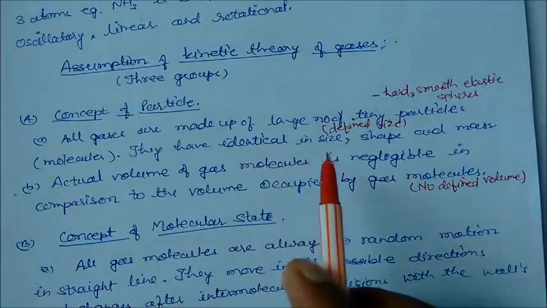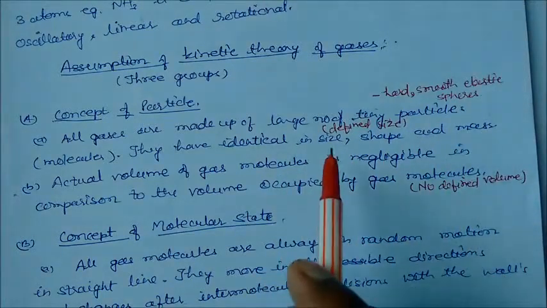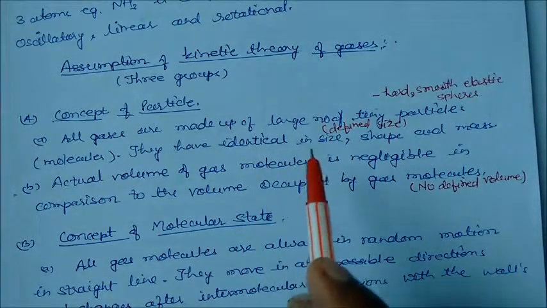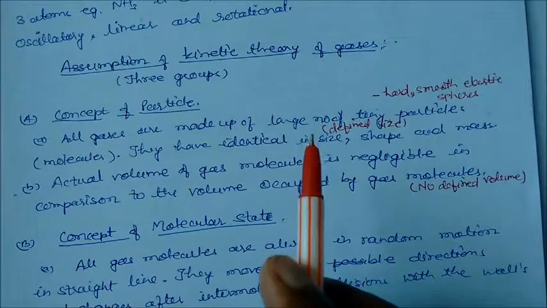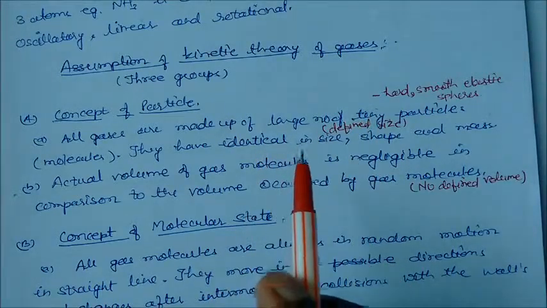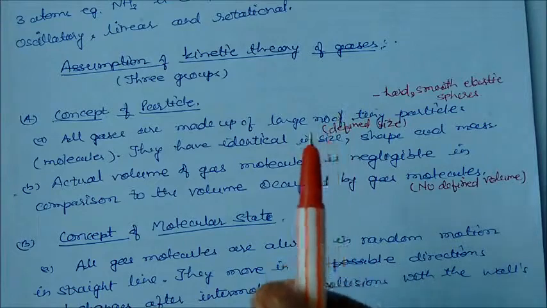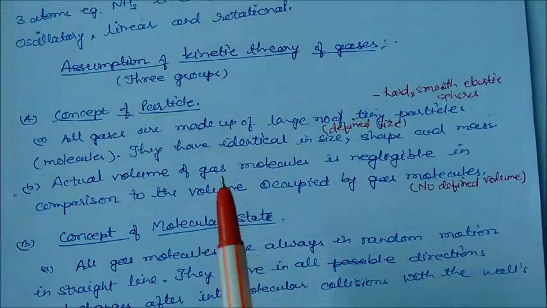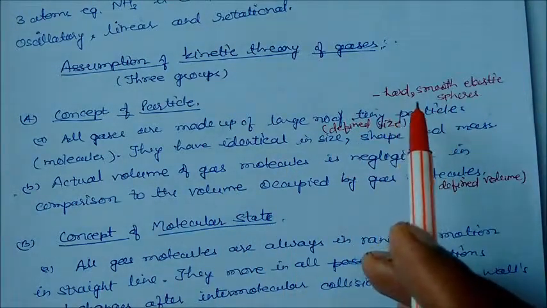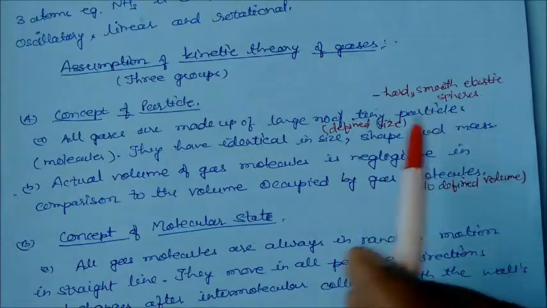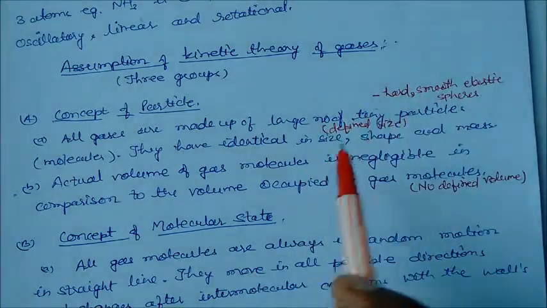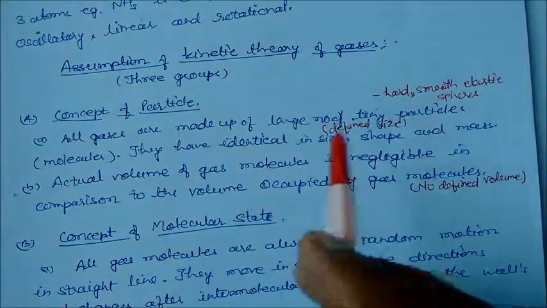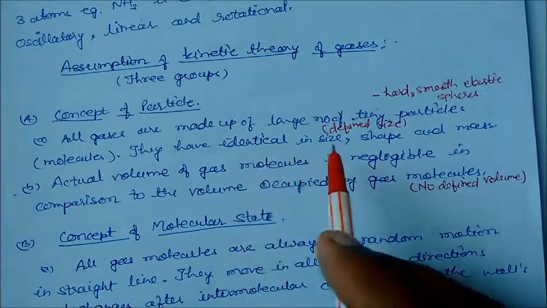They are identical in size, shape and mass. If you take helium, all helium molecules have the same size. If you take oxygen, all oxygen molecules have the same size. If you take ammonia, all ammonia molecules have the same size, same shape and same mass. This is one condition assumed by the scientists. Or you can say they are hard, smooth, elastic spheres. So they are spherical, hard spheres. You can draw a diagram, a small ball moving around. Keep in mind that they all have identical size.